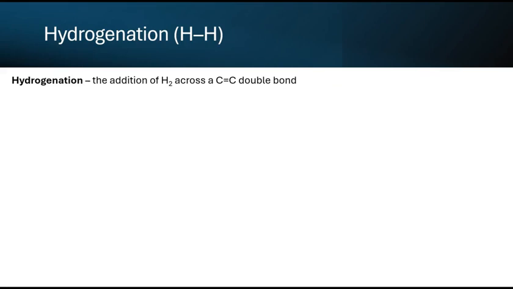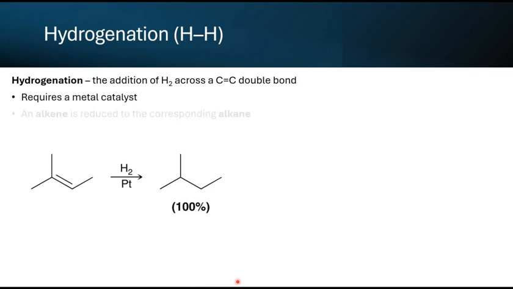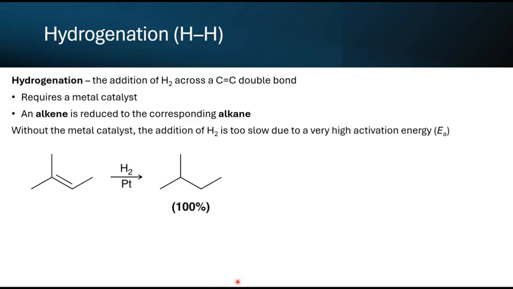Hydrogenation. Hydrogenation means the addition of H2 across a double bond. If we have, for example, this alkene here, and we have H2 in the presence of a transition metal catalyst like platinum, it will go from alkene to alkane. It will become saturated. It requires a metal catalyst. The alkene is reduced to the corresponding alkane. Without the metal catalyst, the addition of hydrogen is too slow due to a very high energy of activation.